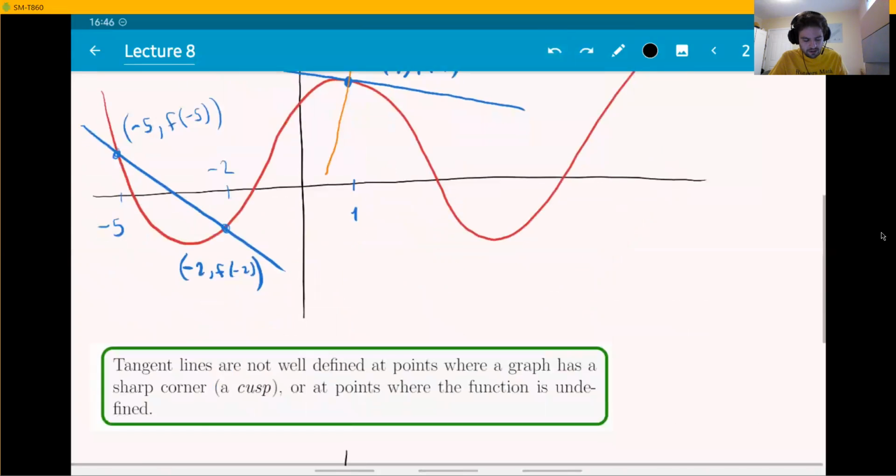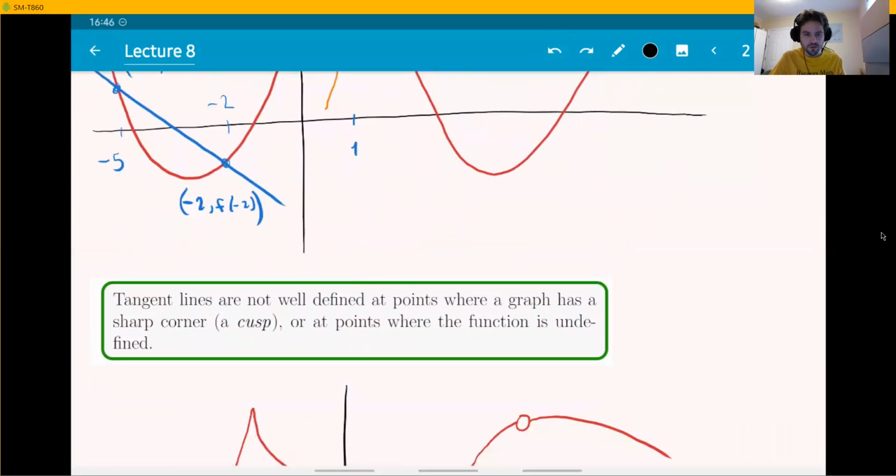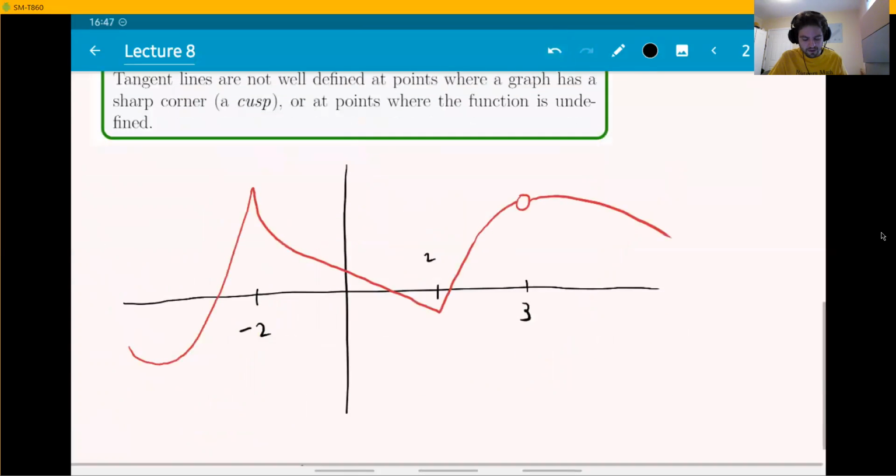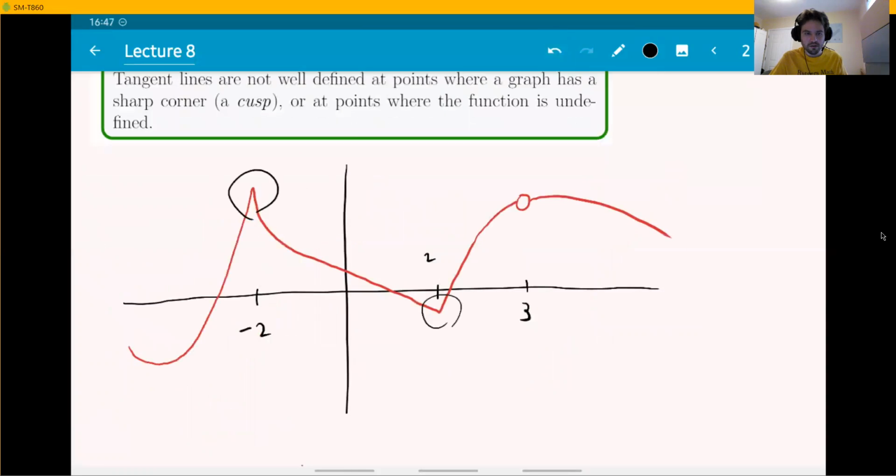So as you can imagine, tangent lines are not well defined at points where the graph has a sharp corner, which is called a cusp, or also at points where the function itself is undefined. Look here, for example, there are 2 places with x coordinates -2 and +2 where this graph has a cusp. If you try to define a tangent line at those places, it's impossible to say, is it, for example, this line, or maybe a little bit more horizontal, maybe a little bit more like this. Every one of these could reasonably be called tangent at that point. So we just say it's simply not defined.